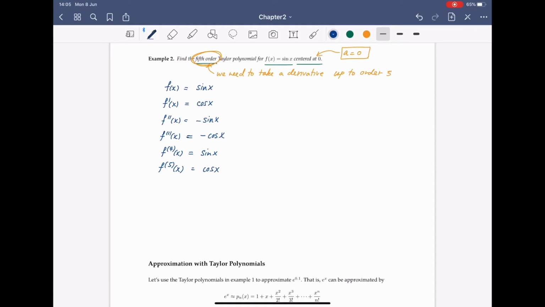Alright. Now I compute everything at the center first. So I have f(0) equal to sin 0, which is 0. And then f prime(0) is cosine 0, which is 1. And then f double prime(0) is negative sin 0, which is 0. And then f triple prime(0) is negative cosine 0, which is negative 1. Now the fourth order derivative of f at 0 is sin 0, equal to 0.